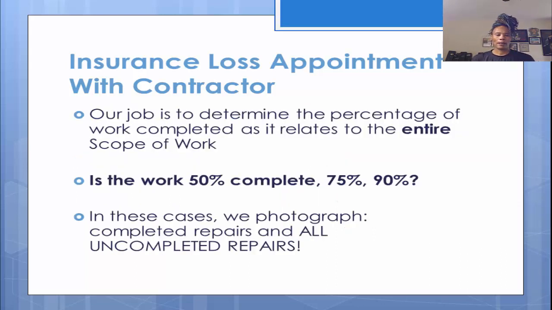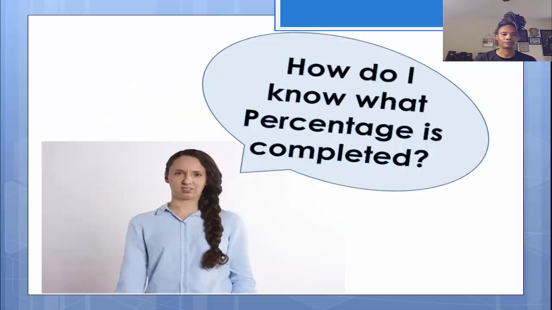Now, part of our job when we go out here is to determine the percentage of the work completed as it relates to the entire scope of the work. So, is the job 50% completed? Is it 75% complete? 90% complete? In these cases, we photograph completed repairs and all uncompleted repairs. So we have to calculate these percentages.